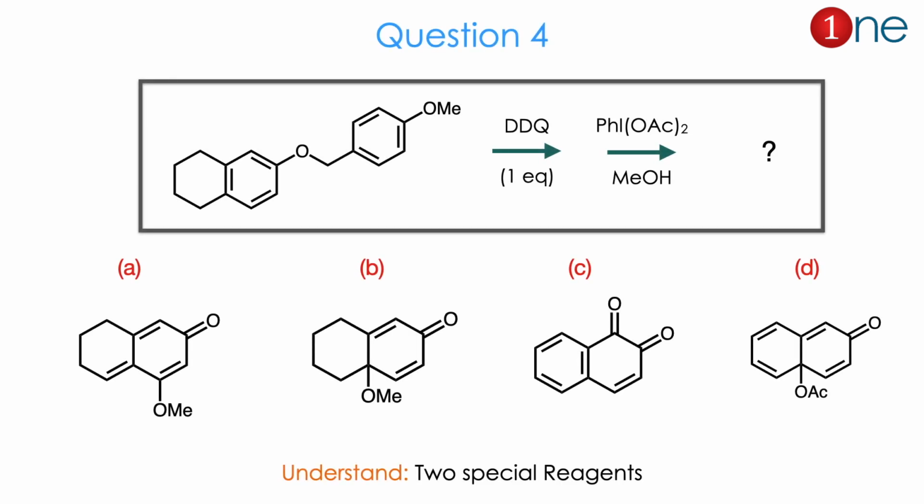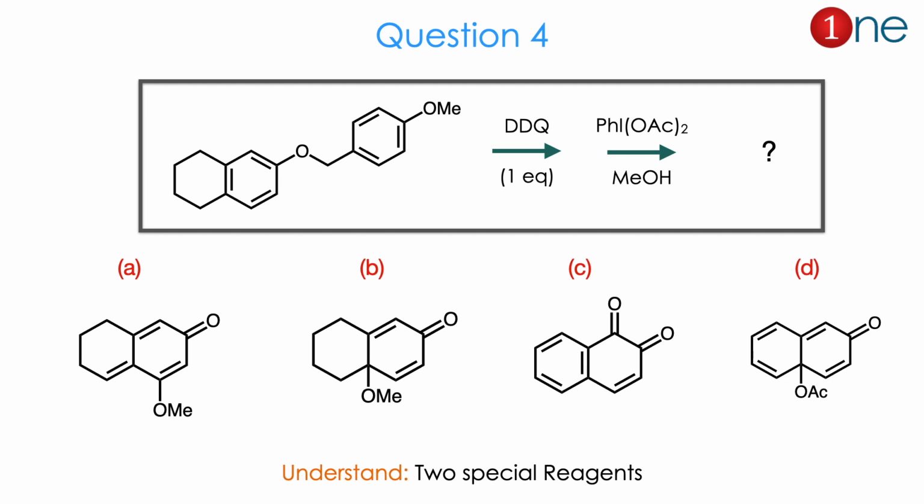Then question number 4. The starting material contains an ether attached to two big rings. One is a benzene attached to cyclohexane, another is a benzene attached to a methoxy group. You are using DDQ, one equivalent. Next step you are using phenyl iodine acetate. It's a multivalent compound of iodine. Then methanol. They ask you to find the product.